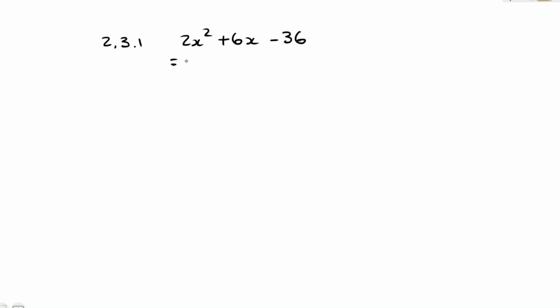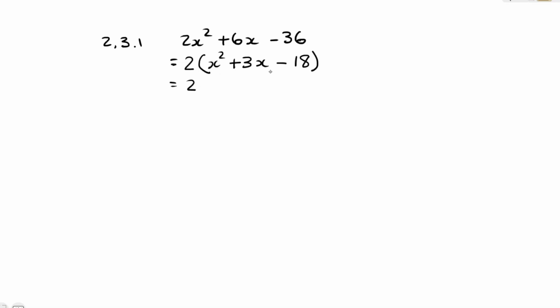If you take a common factor of 2, then on the first term you'll be left with x squared. On the second term, if you take out 2, you'll be left with a positive 3x. Now if you take 2 from the third term, you will be left with negative 18. Such that if you multiply 2 times x squared, you'll get 2x squared back. If you multiply 2 times positive 3x, you'll get positive 6x. If you multiply 2 times negative 18, you'll get negative 36. So the first thing is to take out the common factor.